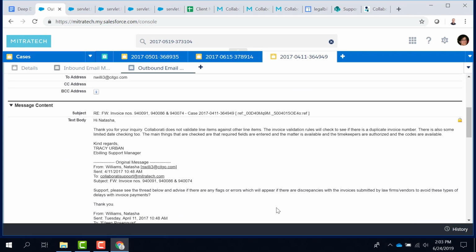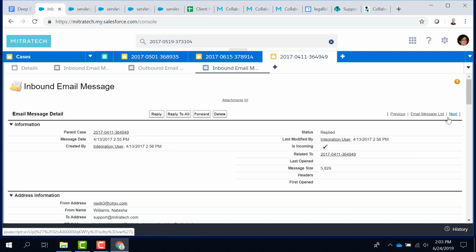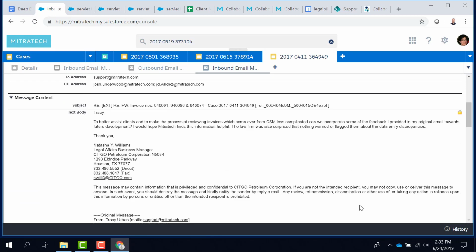Thank you for your inquiry. Collaborati does not validate line items against other line items. The invoice validation rules will check to see if there is a duplicate invoice number. There is also limited date checking too. The main things that are checked are that the required fields are entered and the matters are available and the timekeepers are authorized and the codes are available. So there isn't any information about if the line item is a duplicate.